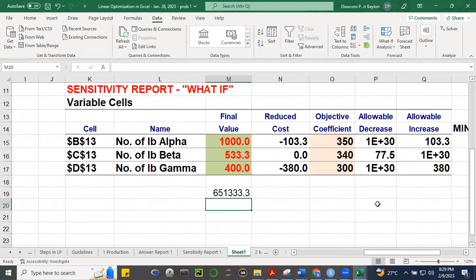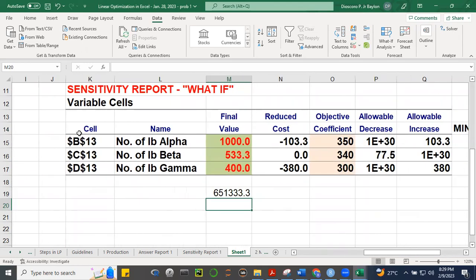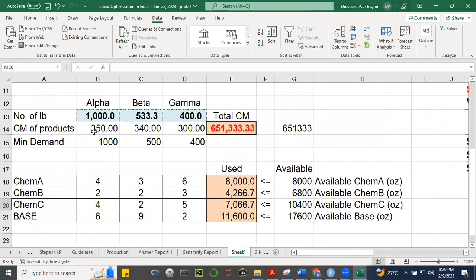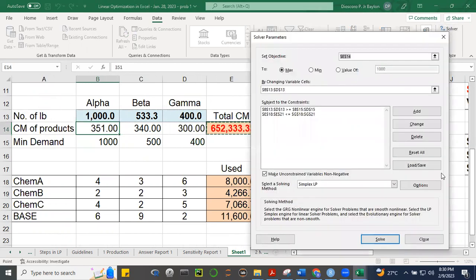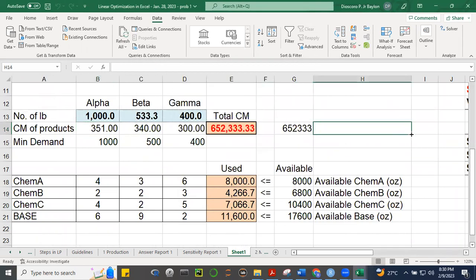But let me just give you a hint. Okay, suppose we increase alpha by 1 peso. Yung objective function niya. Gawin natin 351. So gagawin ko tong 351. Alright? And then, isolve muna natin. Solve. Okay, what happened? What happened, guys? Nagbago ba yung solution? Hindi.